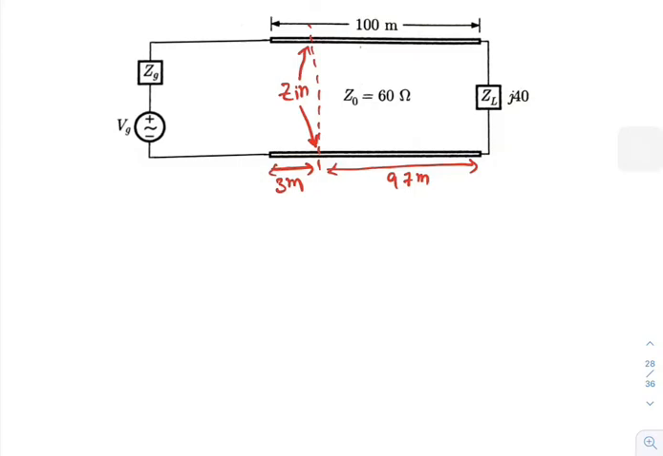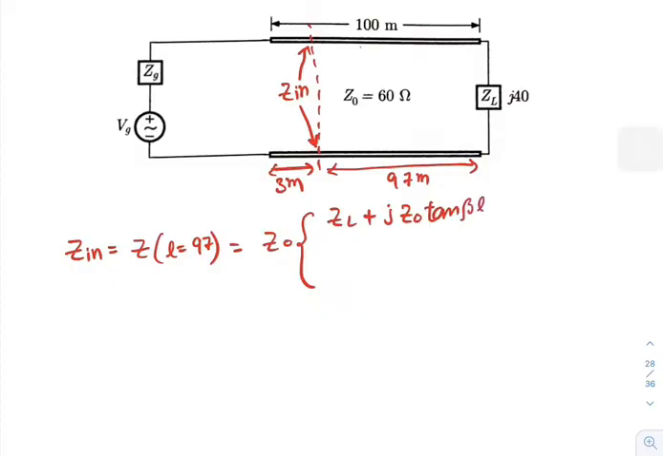We will use the same formula, the impedance transformation equation, that is input impedance Zin equal to, or else I can write it as, the impedance at a distance of L equal to 97 meters from the load, which is equal to ZO into ZL plus j times ZO tan beta L, divided by ZO plus j times ZL tan beta L.